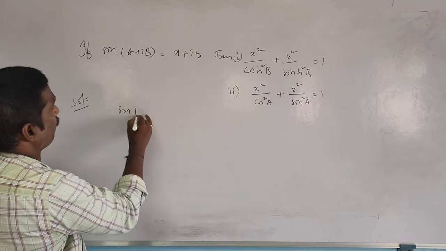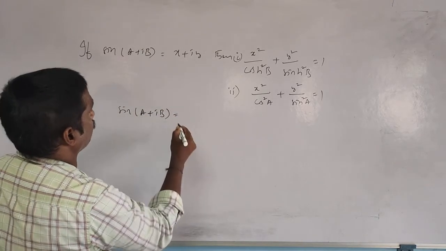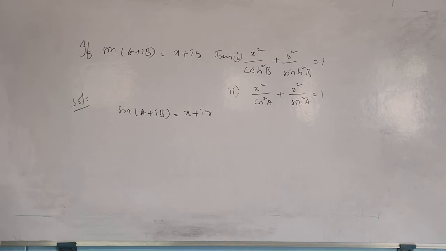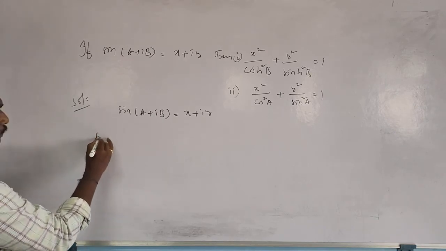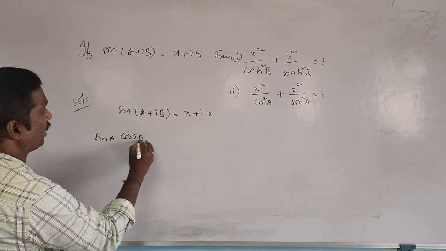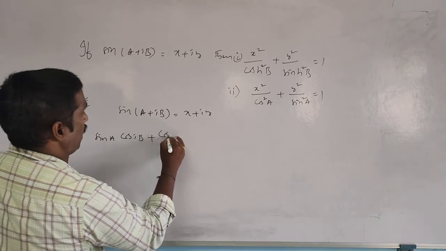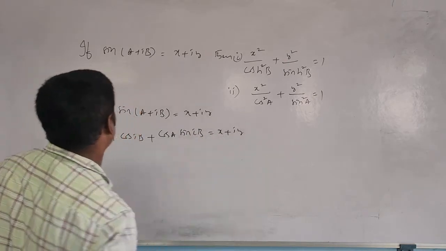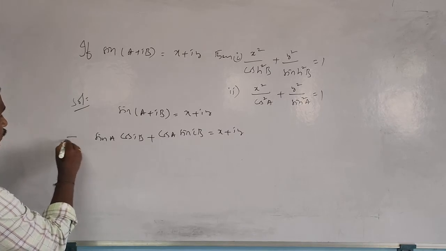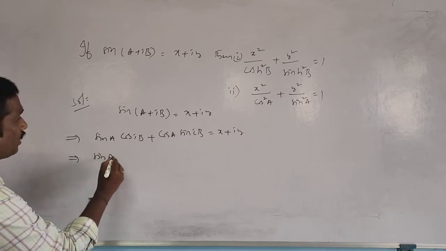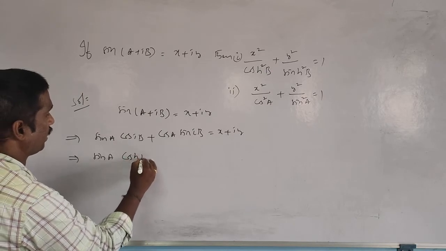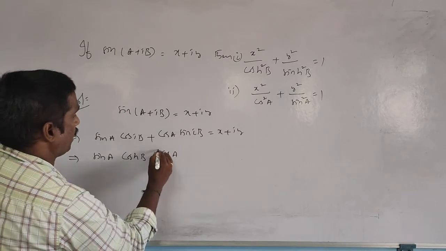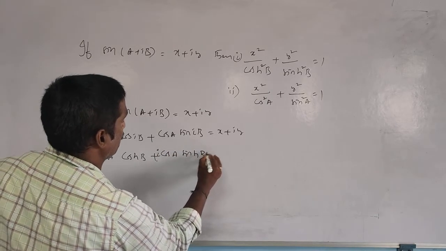Sin of a plus ib equals x plus iy. So we know the formula for sin of a plus ib: sin a into cos of ib plus cos a into sin of ib equals x plus iy. That implies sin a into cos of ib, which is cosh b, plus cos a into sin of ib, which is i sinh b, equals x plus iy.